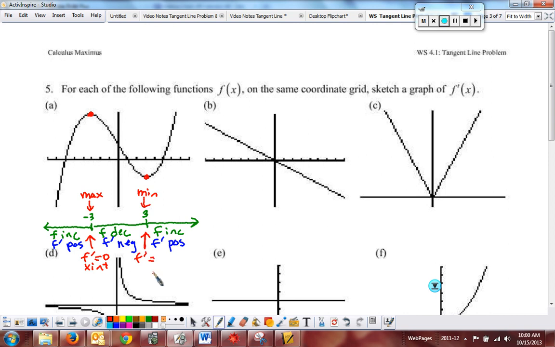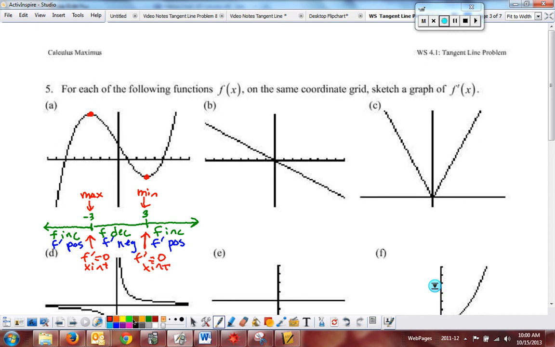What's my derivative there? What's the slope of the tangent line? Is it still 0? Yeah. Doesn't matter whether you're a max or a min, you're still going to have a nice slope of 0 there when I have a smooth vertex. So that would be an x-intercept.